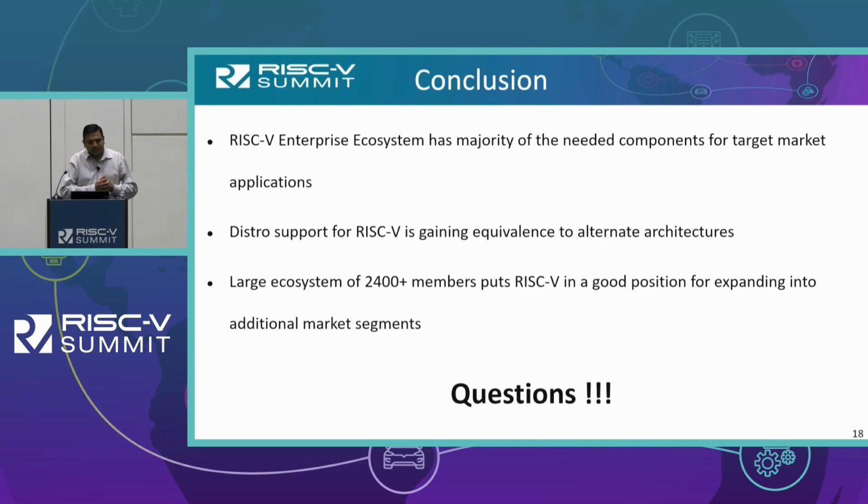Distro support for RISC-V is gaining equivalence to alternate architectures, as you saw in the pictures. Largely complete. Again, as I said, is this the end of the world? No. But it's a pretty good start point of showing functional equivalence between different architectures. And then yesterday, as Callista mentioned, the RISC-V ecosystem itself is a large ecosystem of 2,400 plus members as of yesterday. So it puts RISC-V in a very good shape for expanding into additional market segments. So that's all I had from my side. I'll stop here and open it up for questions.